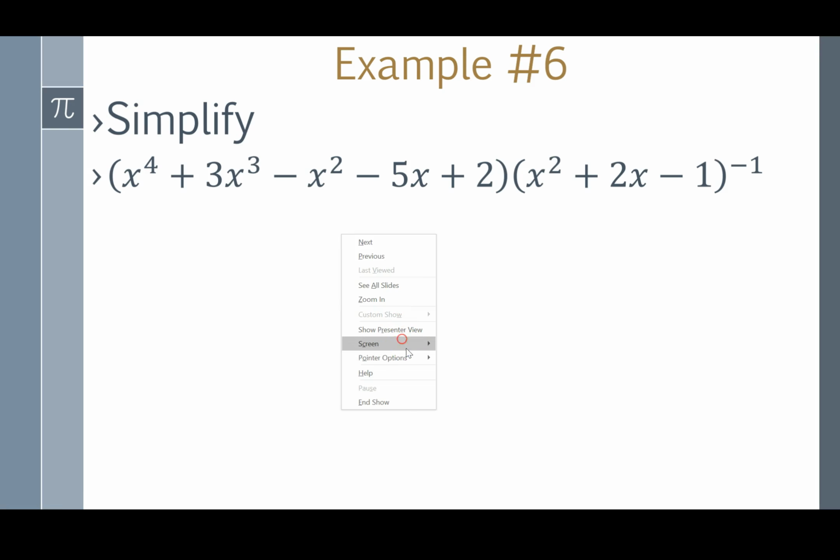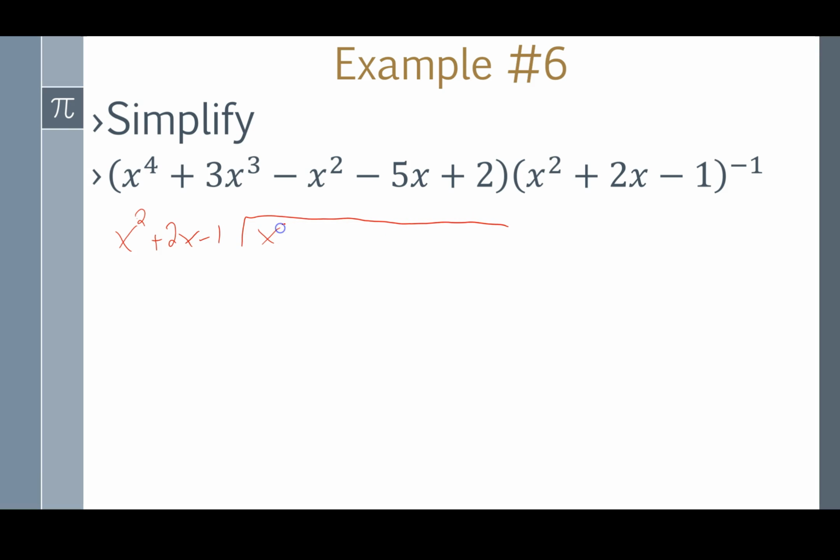Alright, so we have this other long division problem we're going to set up. This time now we're dividing by a quadratic. Despite the term at the end being a quadratic, it's still the same general process. We're going to set up x squared plus 2x minus 1 on the outside. And we're going to put the x to the fourth plus 3x cubed minus x squared minus 5x plus 2 on the inside. So again, we divide the first terms together.